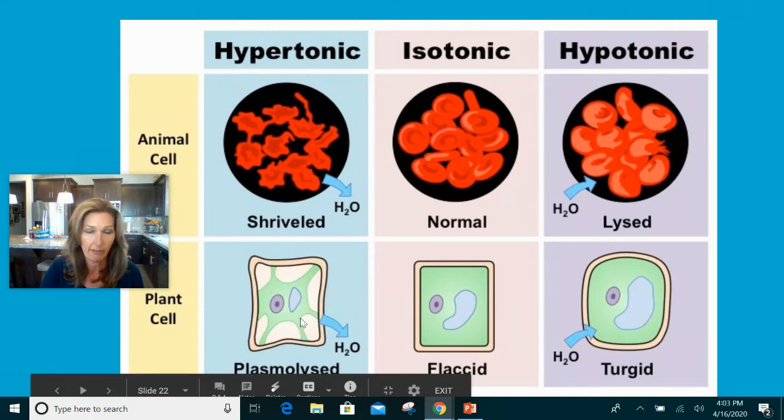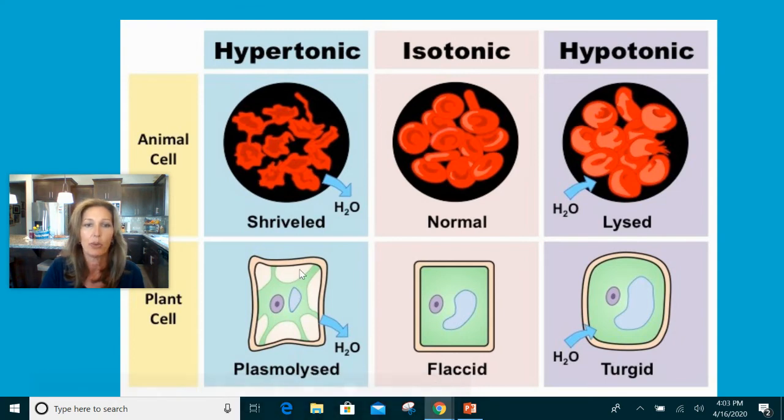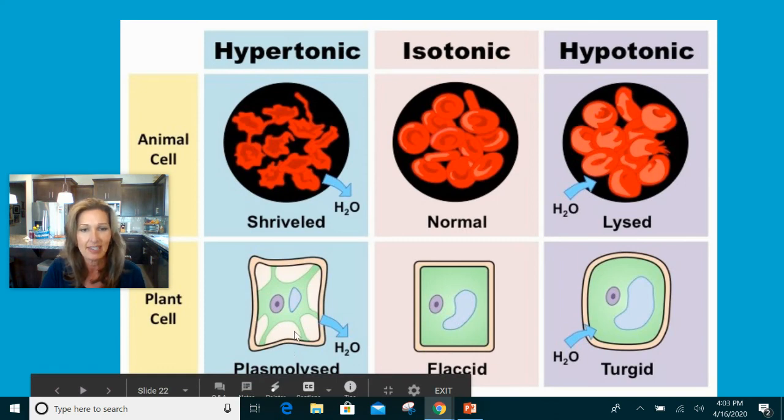My cell itself was hypo compared to the hyper on the outside. Water moves from hypo to hyper. And so in this case, my plasma membrane has pulled away from my cell wall. And so this is where plasmolysis occurs.